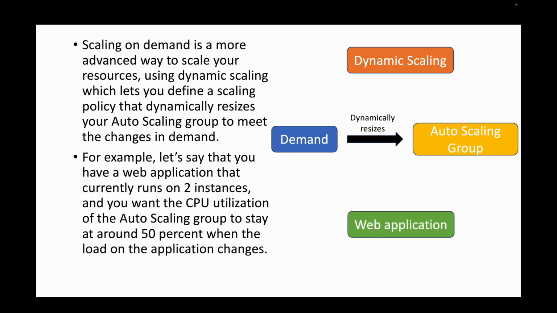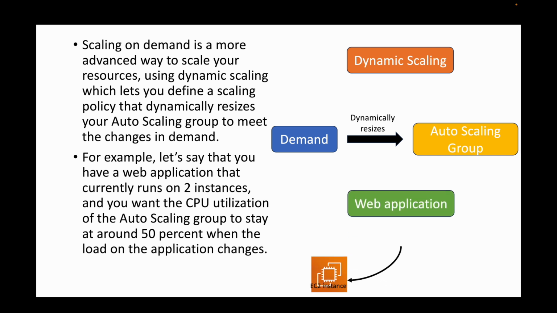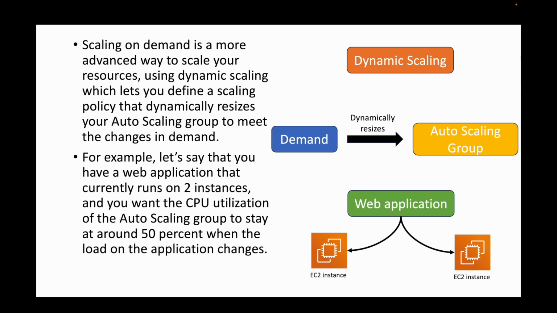So for example, let's say we have a web application running on two EC2 instances, and now you want to monitor the CPU utilization of these two instances, so that my auto scaling group stays at around 50% CPU utilization. Whenever the utilization increases, I want my auto scaling group to scale up the instances, and if the utilization is below that, I want to scale down the instances. So that's where we can leverage scaling on demand, which is dynamically scaling your auto scaling group.